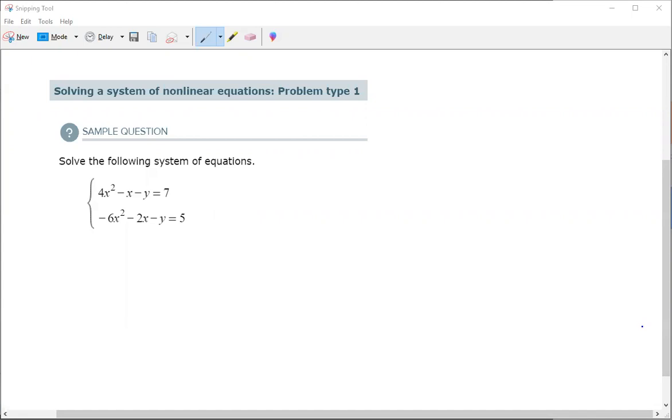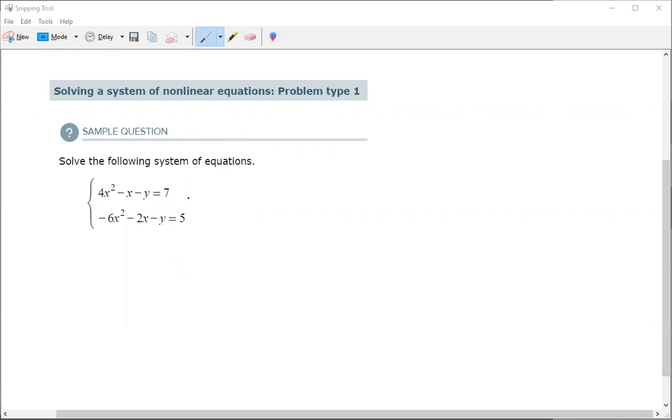So today we're going to do solving a system of nonlinear equations, problem type 1. For these equations, you may have a parabola intersecting a circle, or two parabolas intersecting.